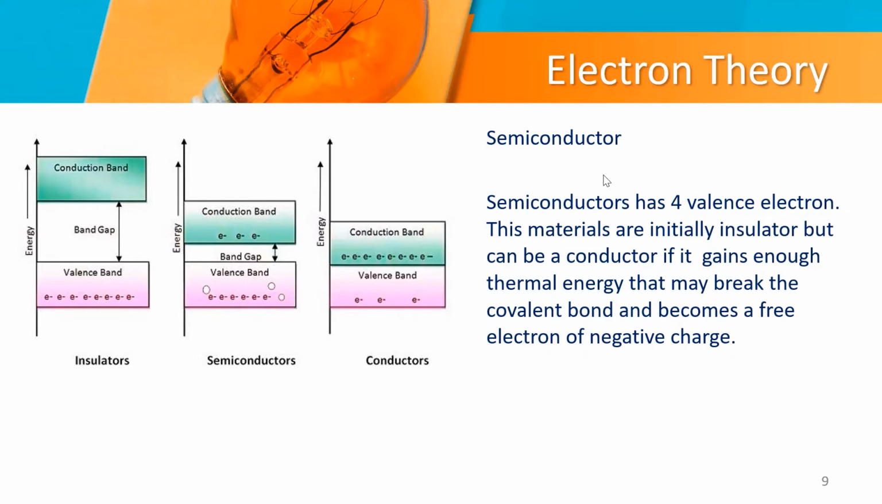Now, semiconductor. A semiconductor has 4 valence electrons. These materials are initially insulators but can become conductors if they gain enough thermal energy that may break the covalent bonds and become free electrons of negative charge.